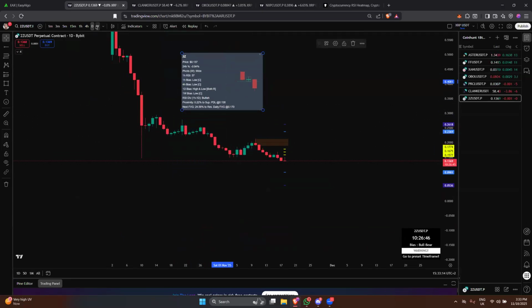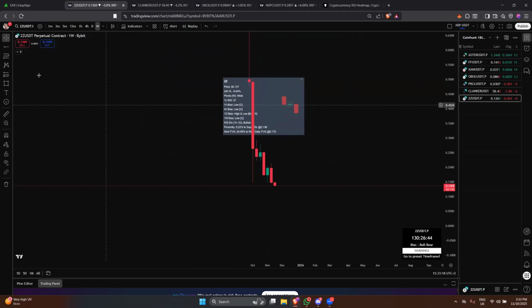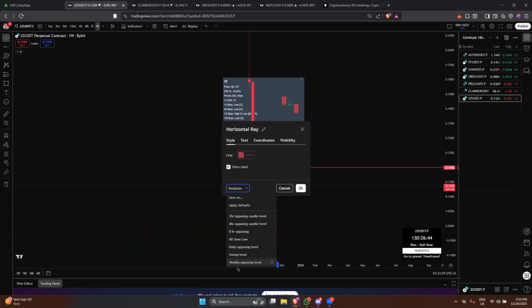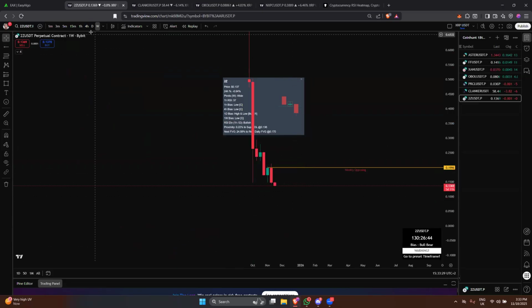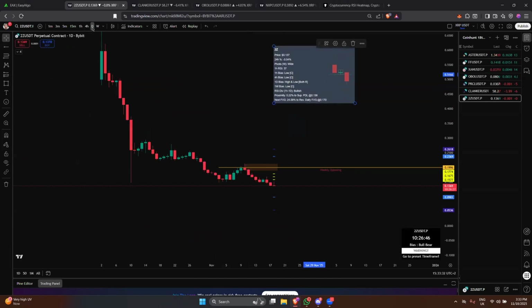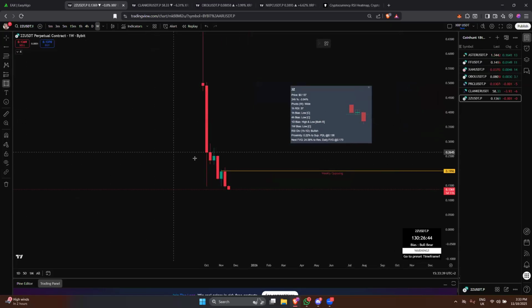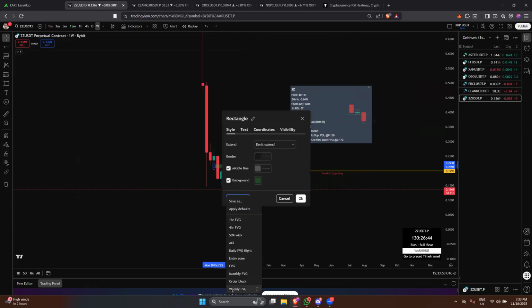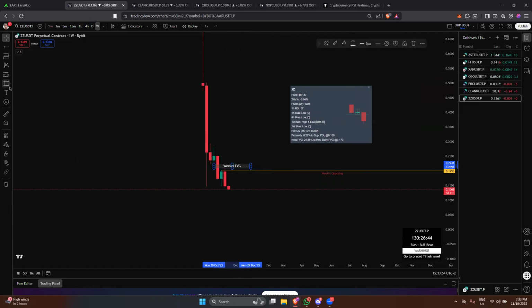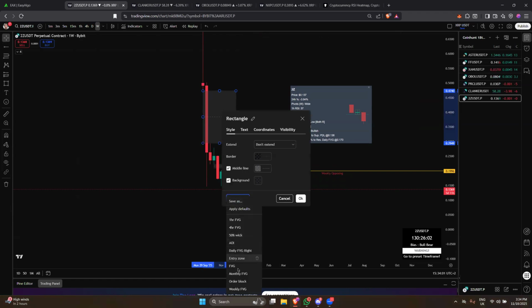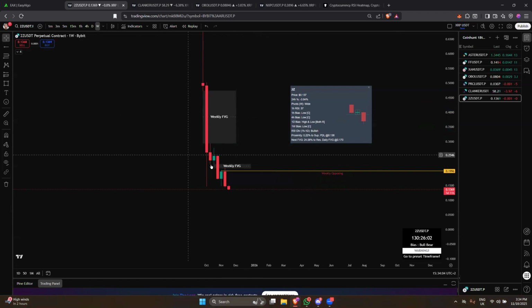Okay, let's see. Let's do the weekly. Come on here. Daily, of course. So weekly, we've got a massive bit of fair value gap here. Not big, but still one. There's a big one. Weekly.